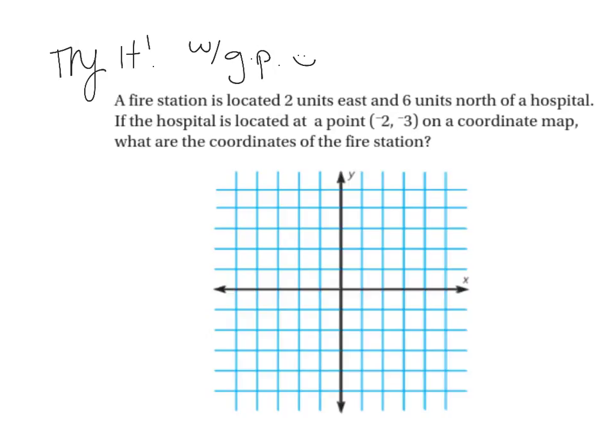Okay, so if I wanted to mark the hospital, it is at (-2, -3). So I'm going to go -2, -3, 1, 2, 3. Here's the hospital.